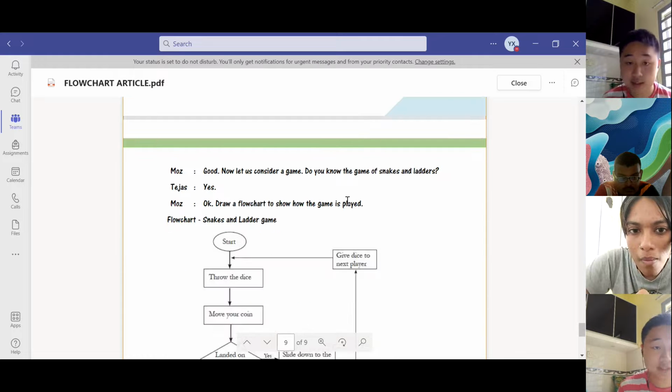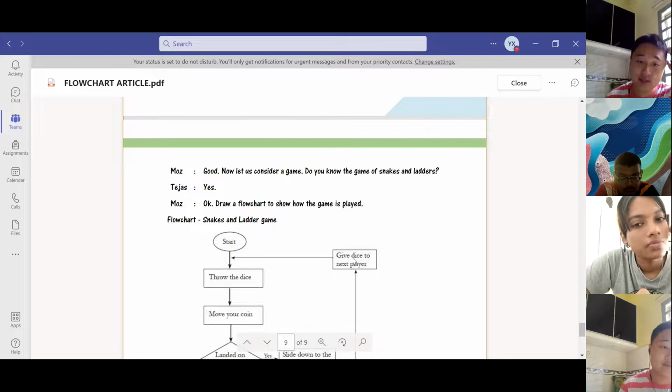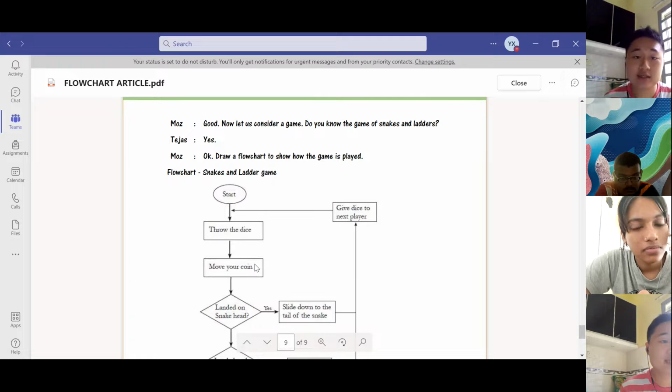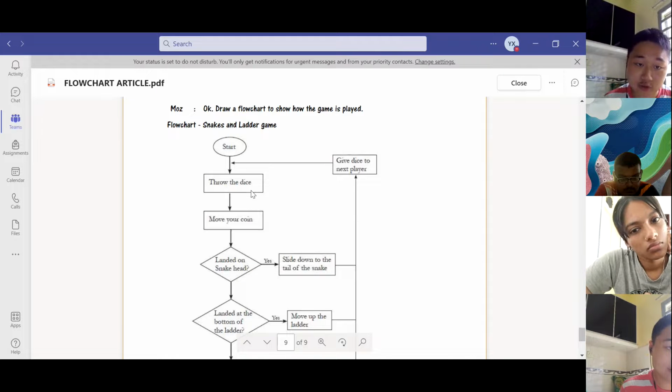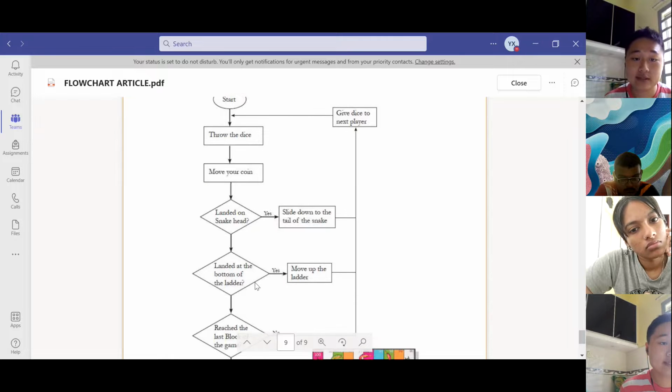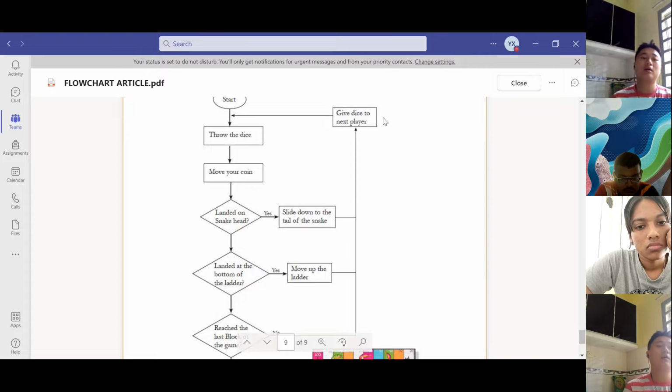Good. Now let us consider a game. Do you know the game of snakes and ladders? Yes. Okay, draw a flowchart to show how the game is played. So the snakes and ladders game flowchart: we start, the first player throws the dice, moves the coin, and if you land on the snake head, if yes, slide down to the tail of the snake and give the dice to the second player. The second player throws the dice, moves the coin, and lands at the bottom of a ladder. If yes, move up the ladder and give the dice to the next player.